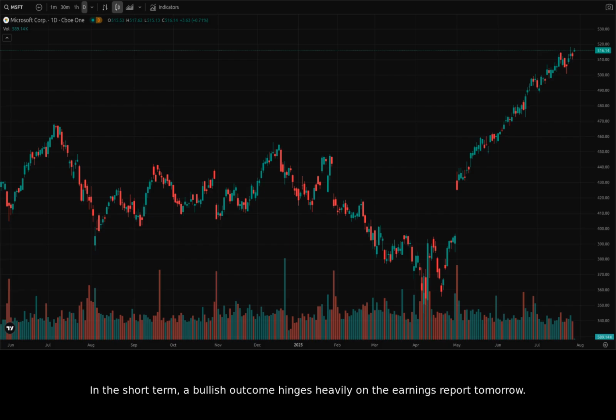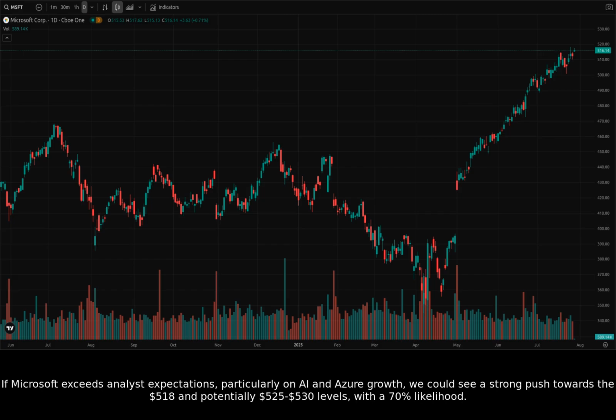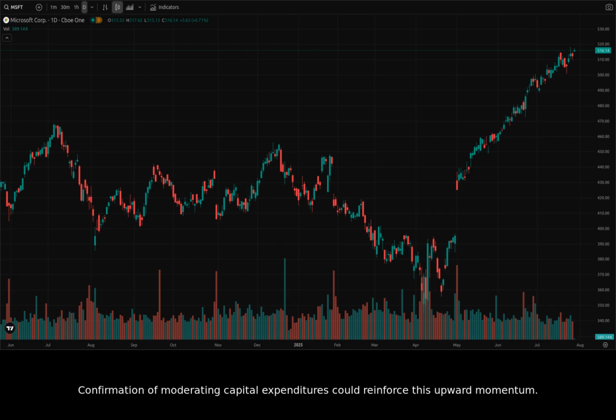In the short term, a bullish outcome hinges heavily on the earnings report tomorrow. If Microsoft exceeds analyst expectations, particularly on AI and Azure growth, we could see a strong push towards the $518 and potentially $525 to $530 levels, with a 70% likelihood. Confirmation of moderating capital expenditures could reinforce this upward momentum.